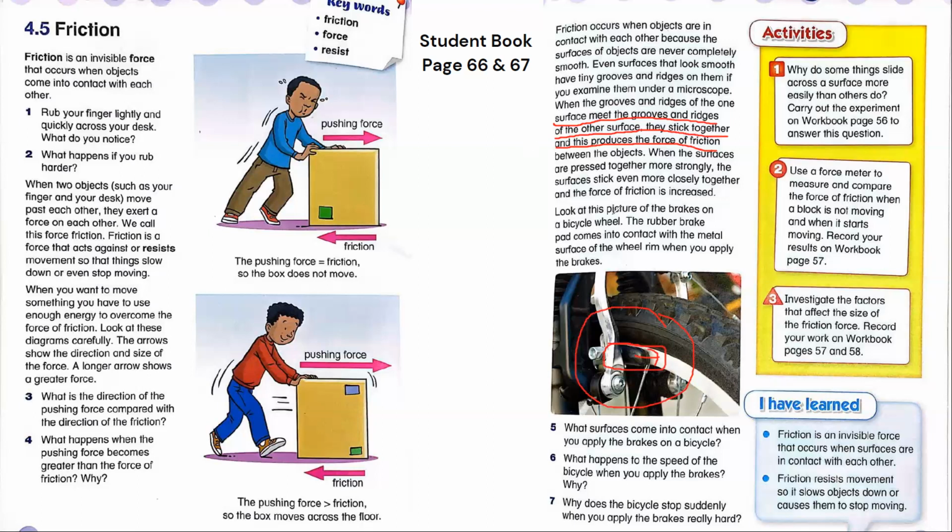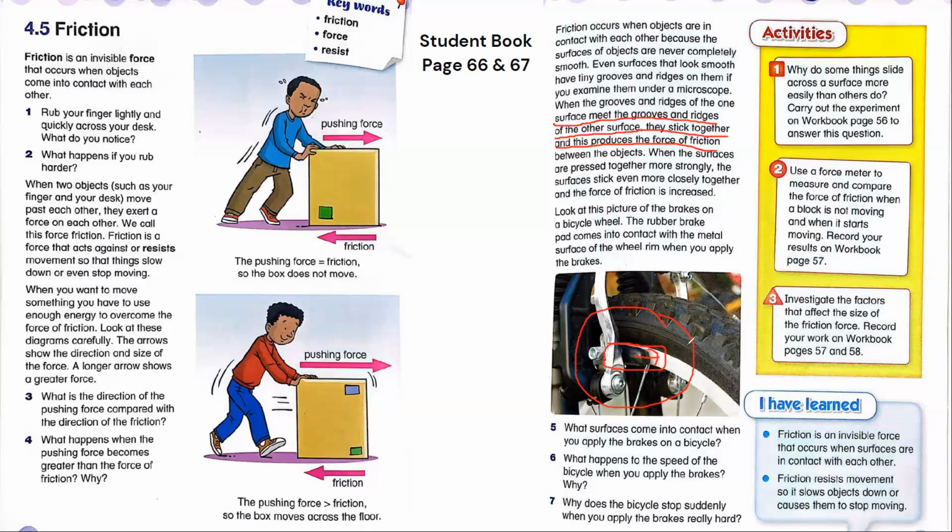Okay, you see here. Look at this picture of the brakes on a bicycle wheel. The rubber brake pad comes into contact with the metal surface of the wheel rim when you apply the brakes. So eventually it causes it to stop.